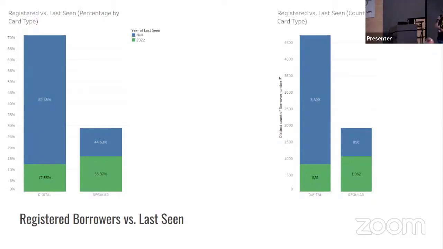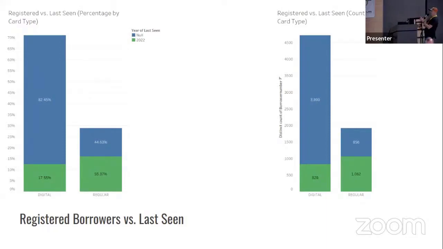So you can see just by looking at the percentages there that 80% of the people who register for a digital card within that 10-day frame have yet to come back and do a thing in our library. Wonder what's going on there, right? But compared to regular cards, it's closer to half and half. So this to me is more reasonable. But again, it still begs the question, like, what's going on?